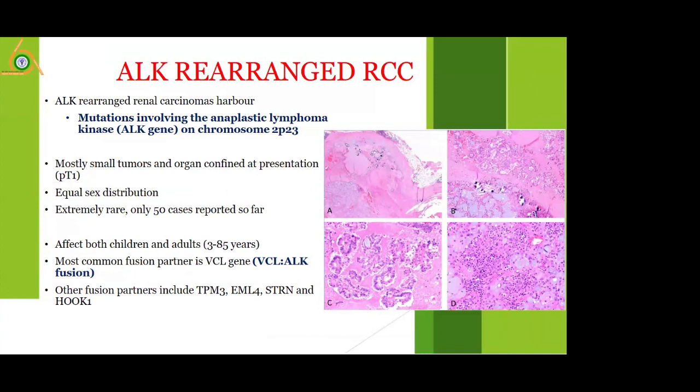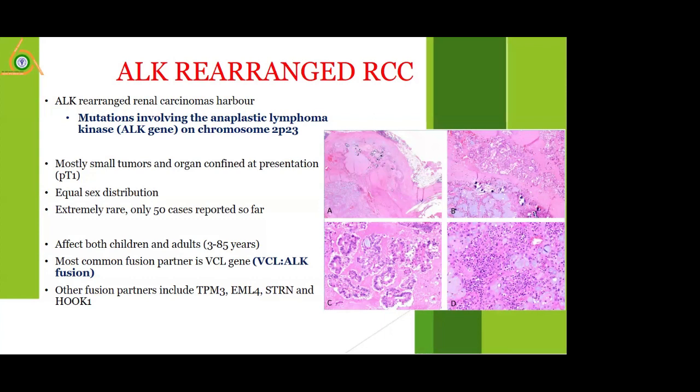You don't need a FISH probe or something to pick up. They can be picked up by specific ALK IHC with the same clone which is used in lung, and they have a different prognosis as compared to the other RCCs. So as of now, very few cases have been reported. Of the cases which have been reported, they say they are small tumors, organ confined.